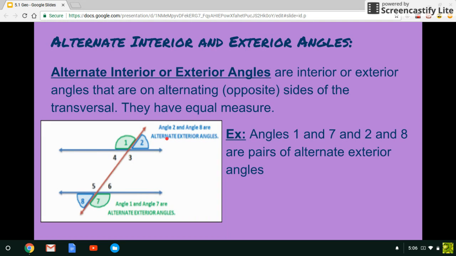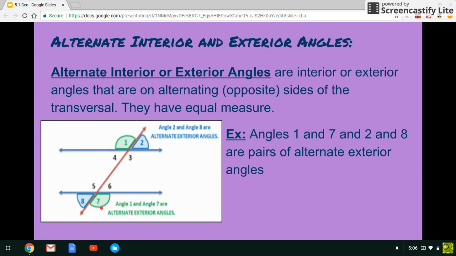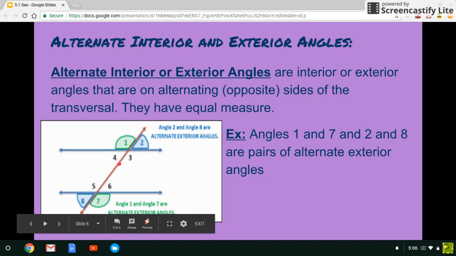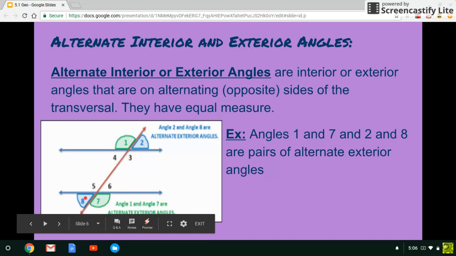So in our example right here, we have angles 1 and 7, the green ones. Those are alternate exterior. They're both exterior. They're both on the outside of our parallel lines, but they're also both on opposite sides of our red transversal line. So that means they are alternate exterior. We also have angles 2 and 8, the blue ones. Those are also alternate exterior angles.